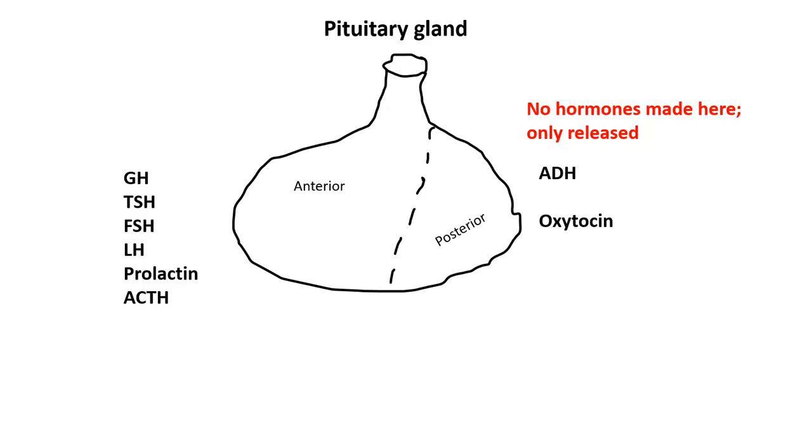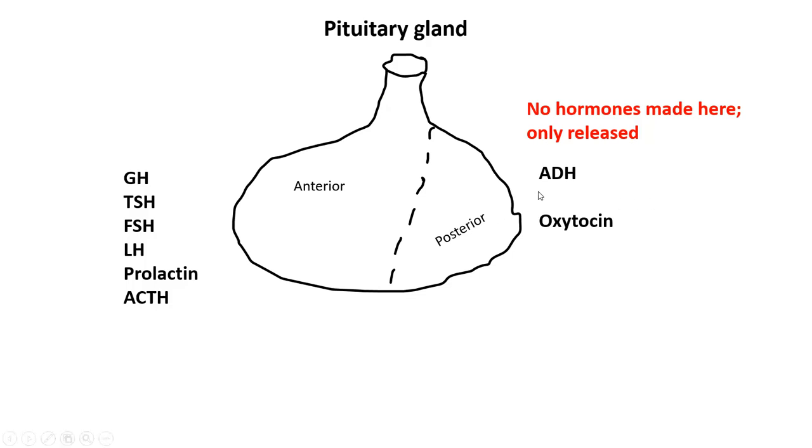When you look at the importance of these hormones, ADH and oxytocin, it is astonishing that these hormones are made by actually a part of the brain, hypothalamus. Again, they are only released at the posterior pituitary.